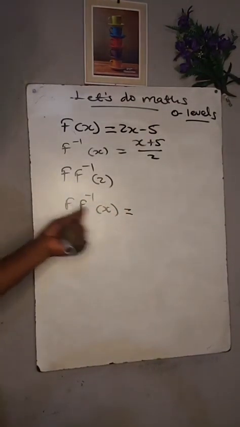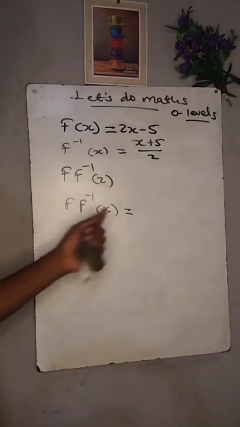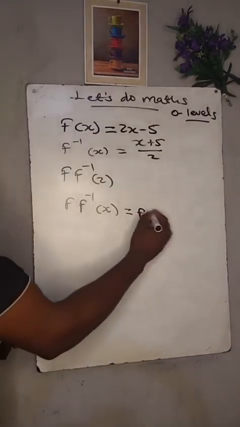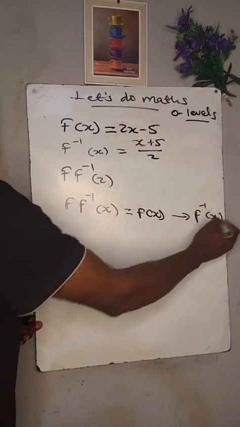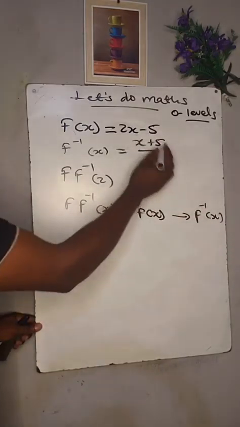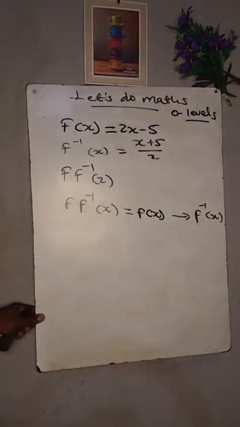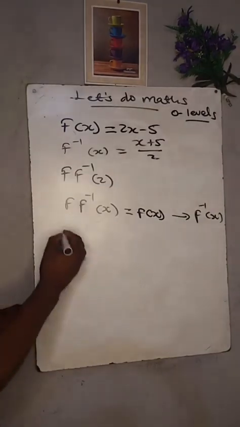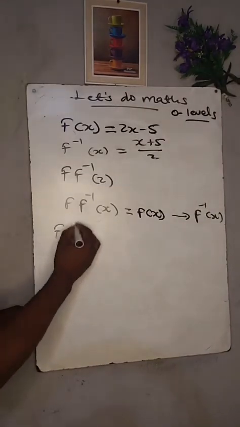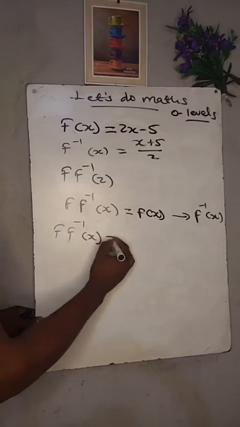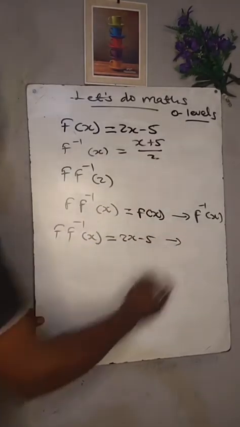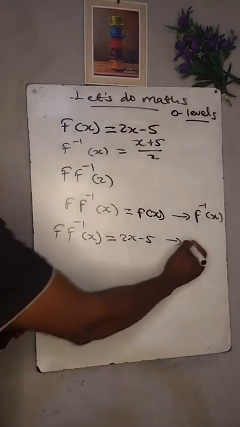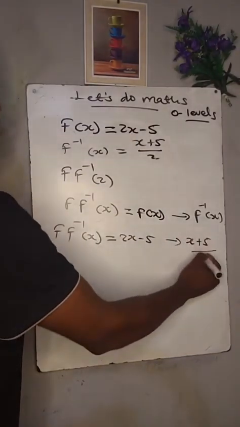We have f of x and the inverse of f of x. So we're going to write f of x here, then at the far end we have the inverse of f of x. And the inverse of f of x is that, and f of x is that. Then we're going to say f of the inverse of f of x is equal to, our f of x is 2x minus 5. And at the far end, we have x plus 5 over 2.